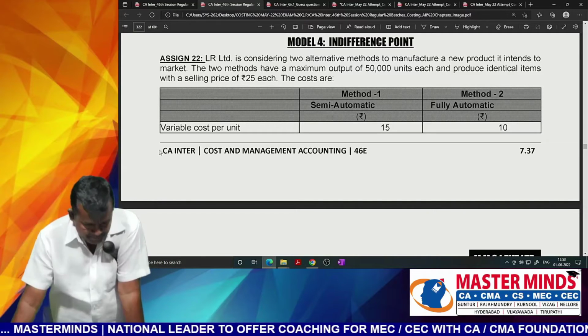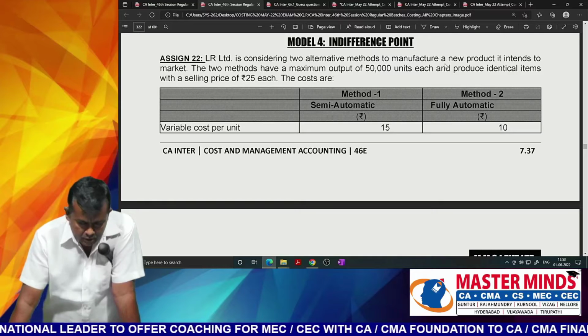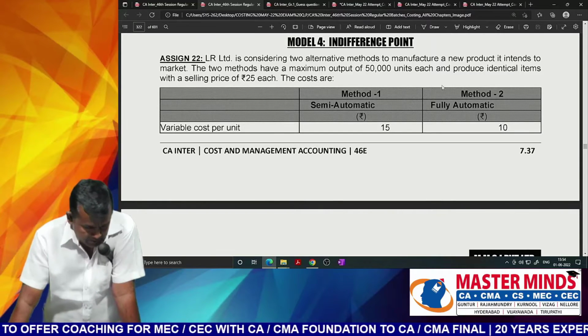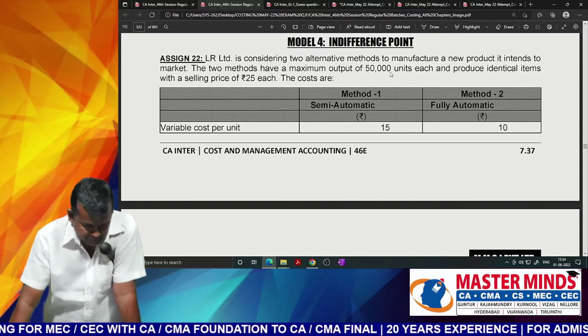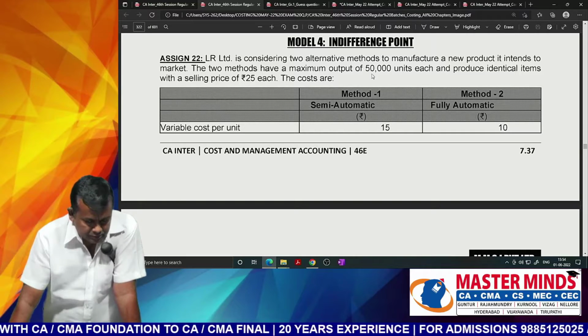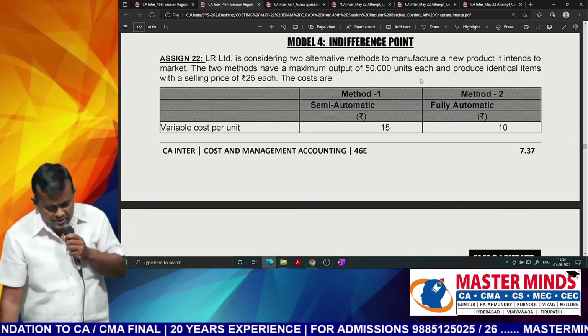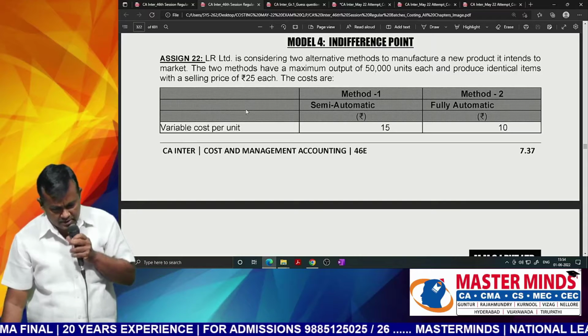LR Limited is considering 2 alternative methods to manufacture a new product it intends to market. The 2 methods have a maximum output of 50,000 units each. So here product demand is equal to 50,000 units. They produce identical items with a selling price of 25 rupees each. The cost details are as under.